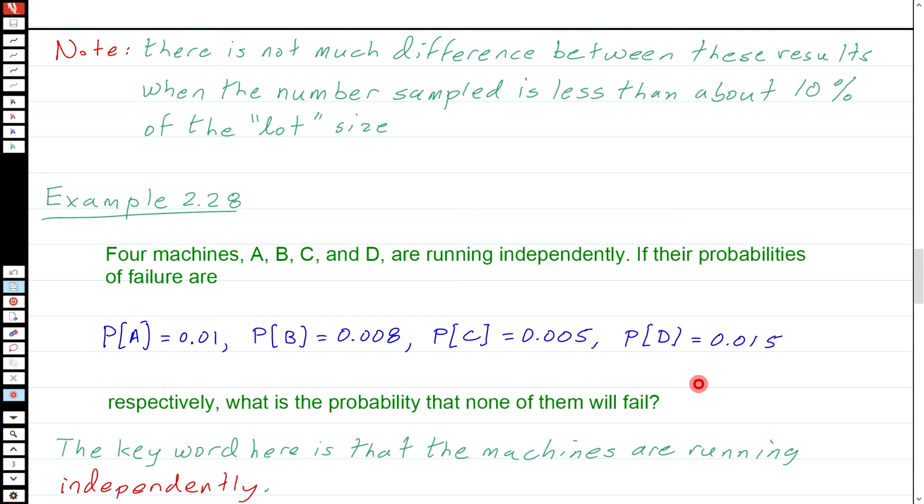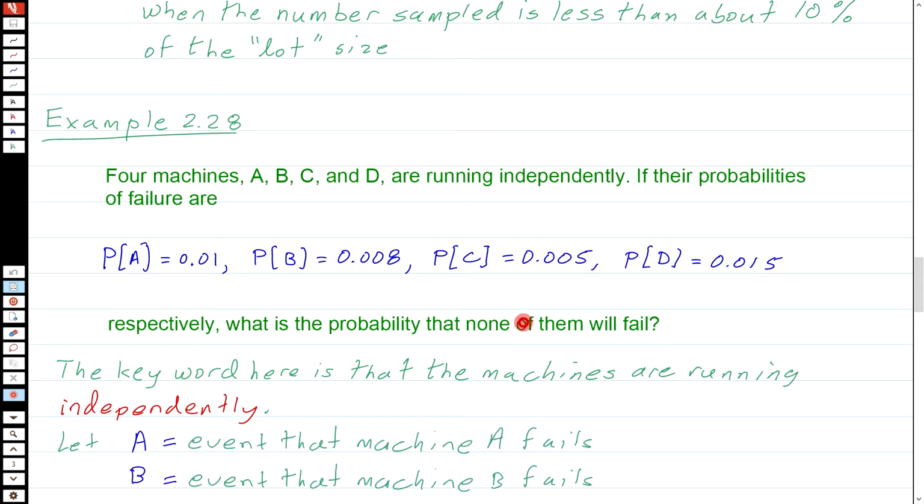Okay, let's look at another example. Let's suppose we have 4 machines, A, B, C, and D, that are running independently. If their probabilities of failure are: probability of A is 0.01, B 0.008, C 0.005, and D 0.015, what is the probability that none of them will fail? The key word here is that the machines are running independently. So we see that there. That means, and we're looking for the probability that none of them will fail.